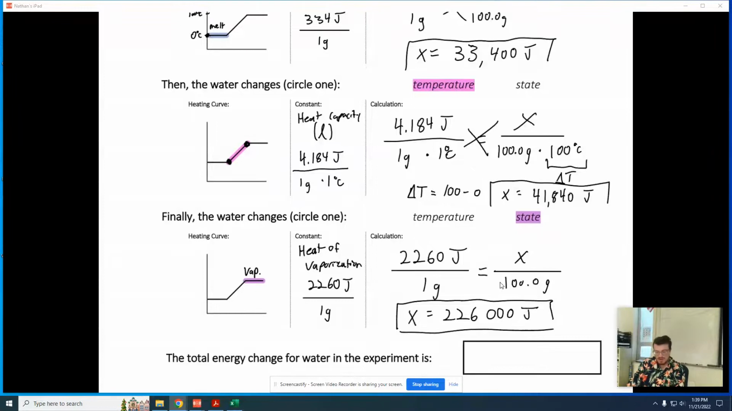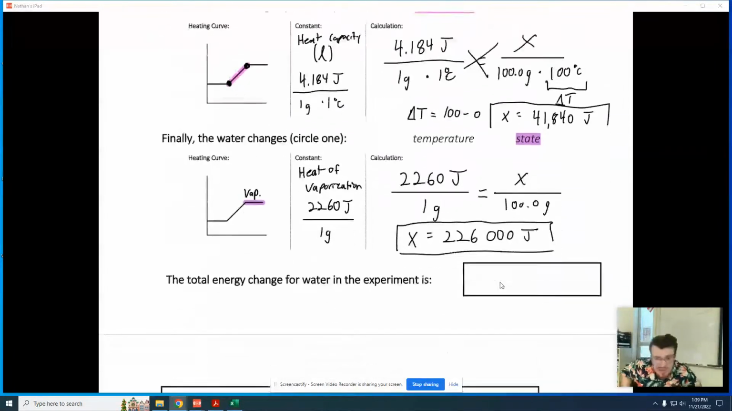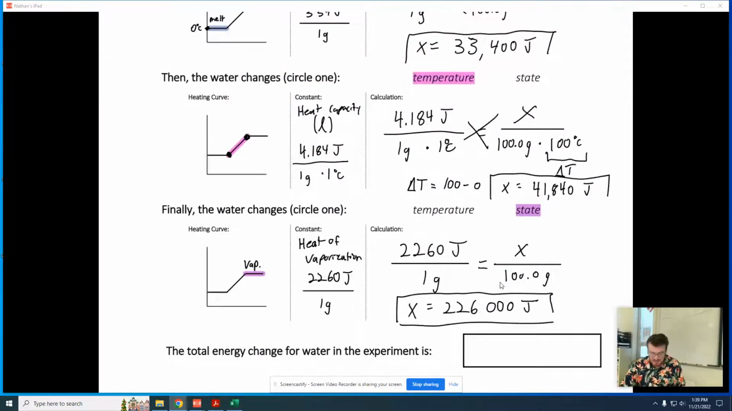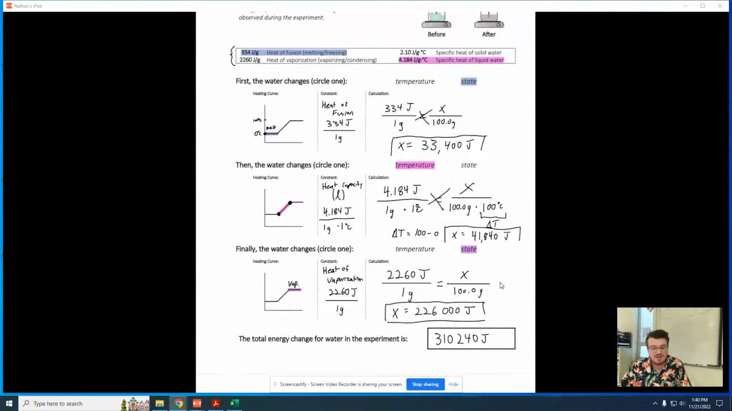So here we go. We've got step 1, step 2, and step 3, and we figured out the amount of energy in each of those steps. So the last thing that we need to do here is just go ahead and add those up. So if we do that real quick, we should get 301,240 joules of energy.